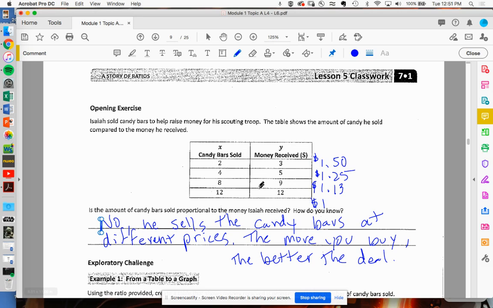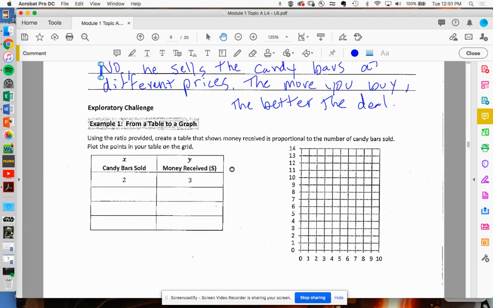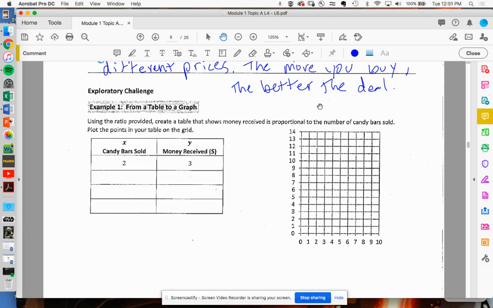Okay? And that's like raffle tickets. Sometimes they do that. You can get 1 for $1, or 7 for $5, or 20 for $10, or something like that. The more you buy, the better the deal is. So, not proportional. Now, what we're going to do is start tying in graphs. We're going to look at what the graphs look like, and there's a specific thing that needs to occur in a graph if it is proportional.